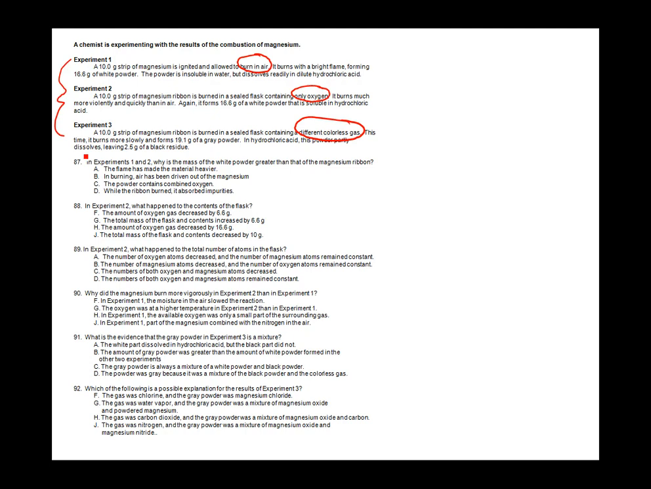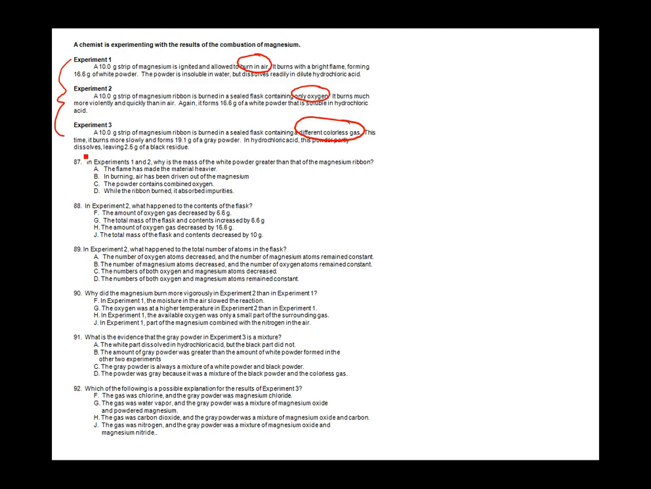87 says in experiment 1 and 2, so we ignore experiment 3. Why is the mass of the white powder greater than that of the magnesium ribbon? So we have to think, what on earth caused that powder to weigh more than the metal that we started with? We know that the flask was sealed, so we have to realize that the only thing we could add to it must have already been in there, and all it was in experiment 1 was the air, and experiment 2 was the oxygen. If we're bright students, we realize that air has oxygen in it, but not as much. So let's look at 87.